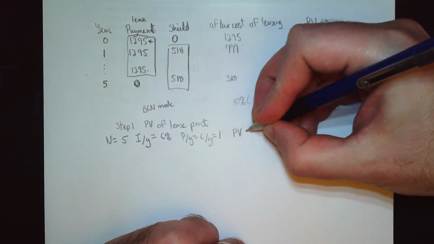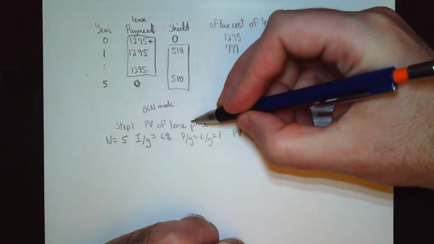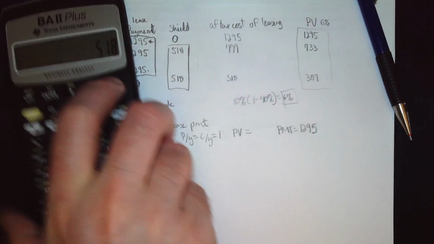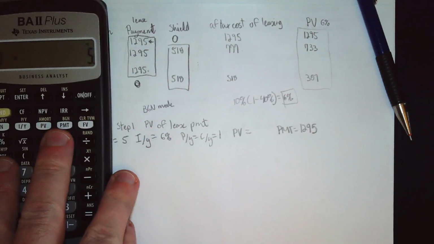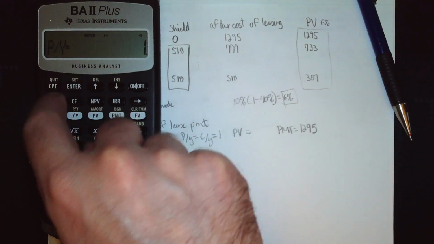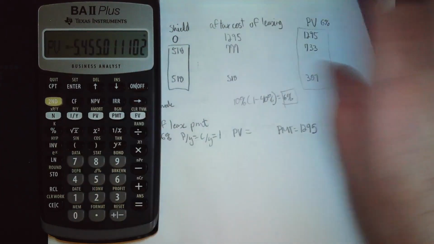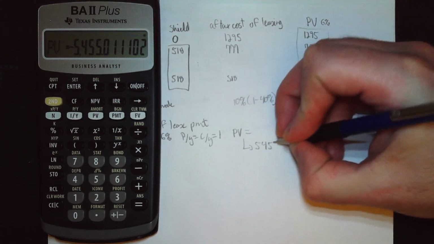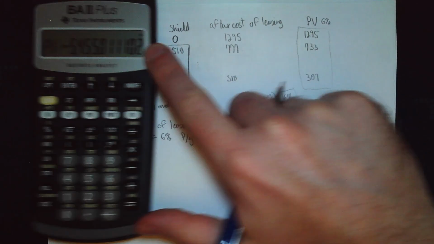We want to calculate the PV. And then finally we have our payments, and we're calculating the PV of the lease payments here. The payments are $1,295. I do have it calculated somewhere, but I'll just put it all in one time here. The interest rate is 6%. And so the PV of the lease payments is 5,455.01.